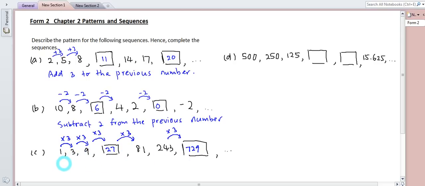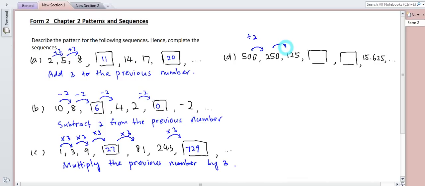It's actually very easy. Multiply the previous number, or you can say previous number, by 3. Okay, go to the last one here. 500, 250, 125. From here you know this is actually divided by 2, right?